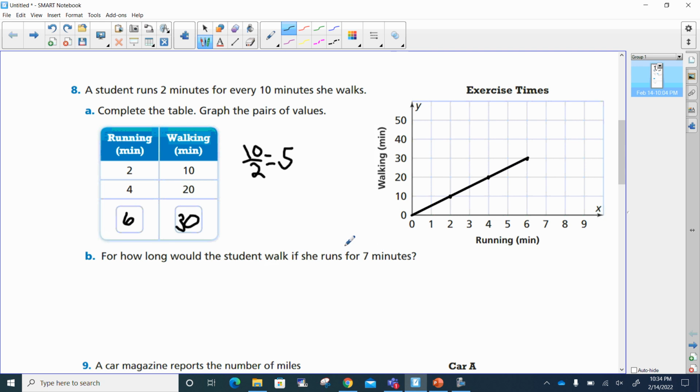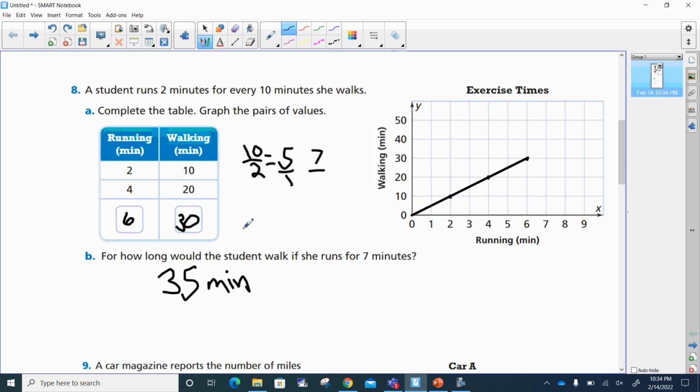And that would mean for 7 minutes, I would take 7 times 5. Right? Because that's going to be 7 over 1, or 5 over 1 times 7. That would be 35. So how long would the student walk? 35 minutes. He would walk for 35 minutes if he ran 7 minutes.